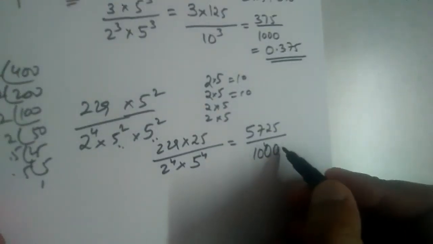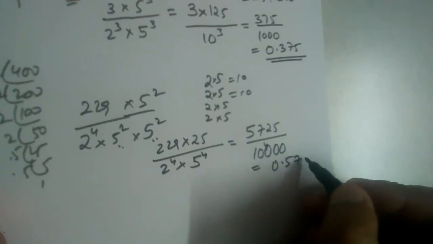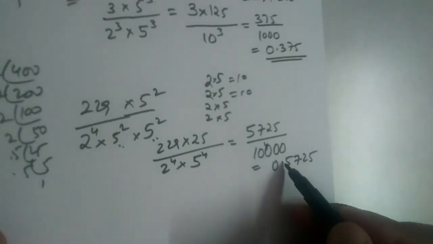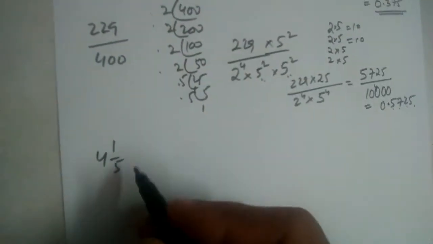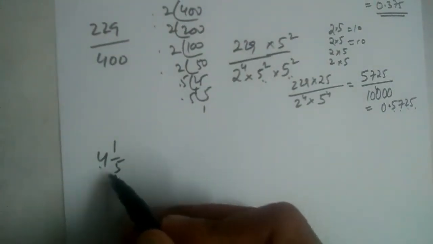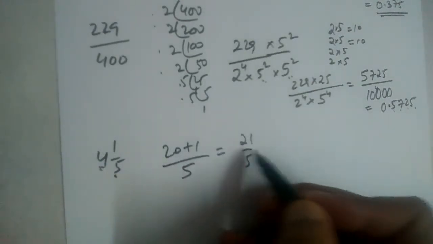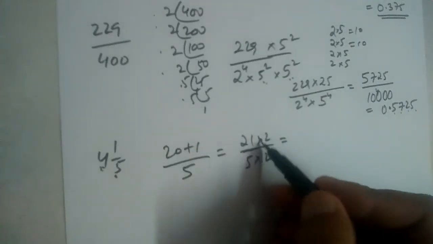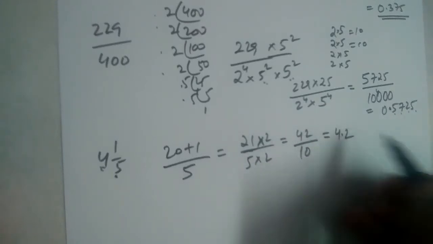10 power 4 means 4 zeros, right? So this will give us how much? 0.5725. Okay, 4 zeros. After decimal we need to have 4 numbers, right? Okay, now 21 by 5. So we need to multiply this. 4 5s are 20 and add 1 divided by 5. So this is 21 by 5. So 5 is once. So we need 2 also one time, isn't it? To make it 10 in the denominator. So this is 42 divided by 10, 4.2.